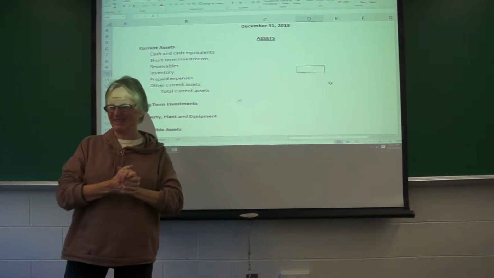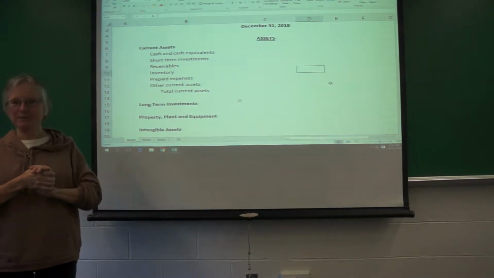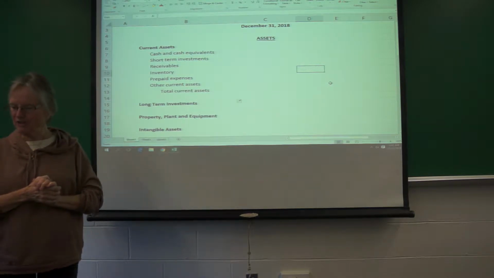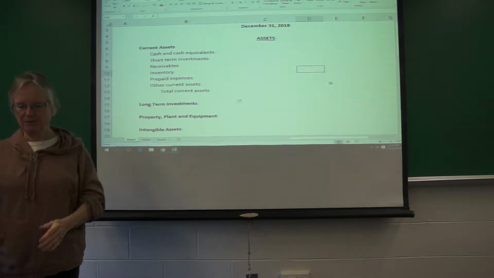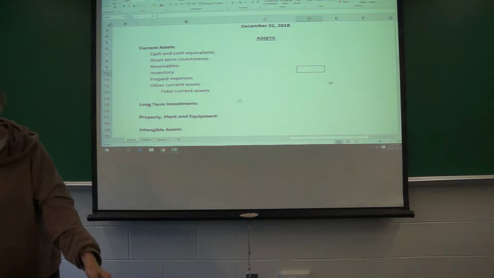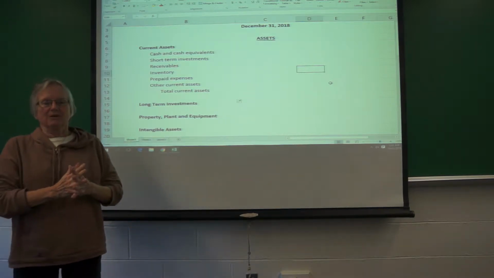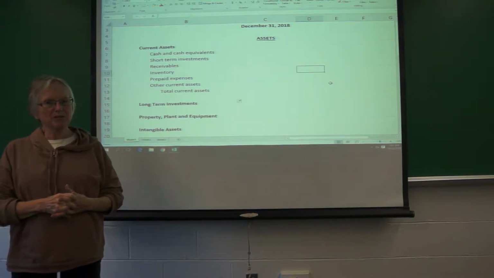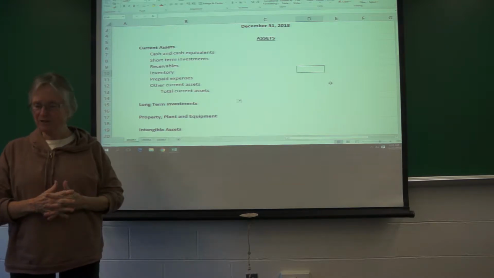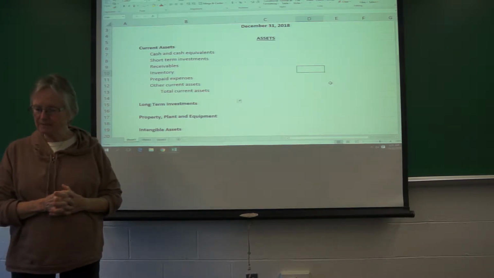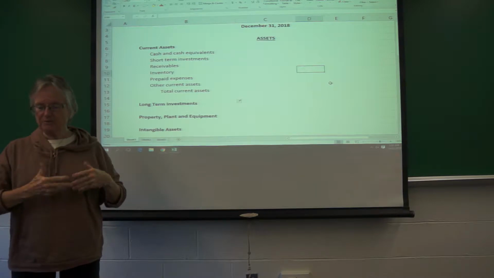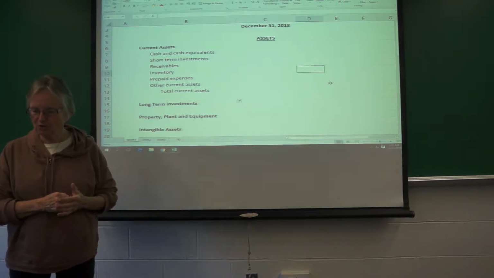Okay, current assets. We're at the main categories of the balance sheet, and so we're going to start with the current assets. Current, you have to know the definition of an operating cycle. I think your book explains that fairly well. So we'll start with cash and cash equivalents.